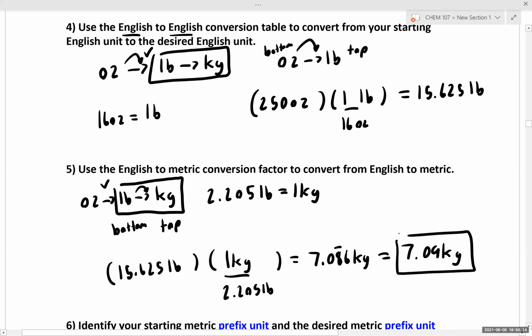For now, I just want you to be comfortable with the mechanics behind performing English to metric conversions. And again, you want to find a bridge between the English and metric system using your conversion table, and then you fill in the blanks by finding the conversion factor to get to your desired English unit and your desired metric unit.